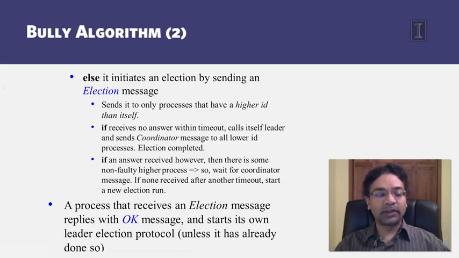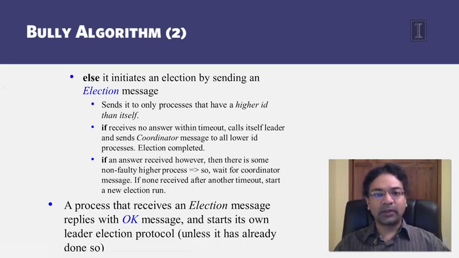When you receive an election message, if this is the first election message you're seeing, you would need to start your own leader election by sending election messages to processes that have a higher ID than you. And the protocol continues until the highest ID process is elected as the leader.